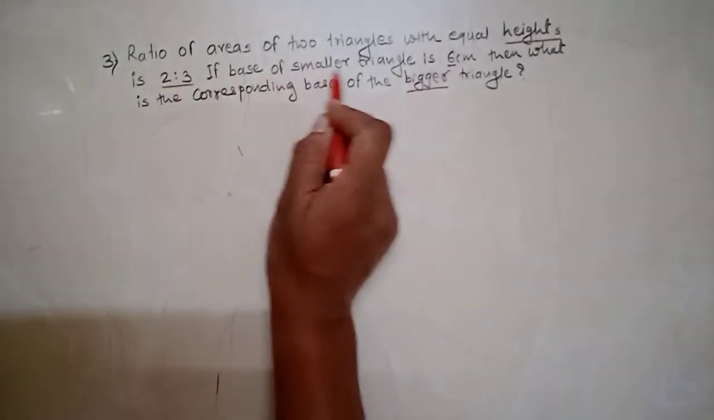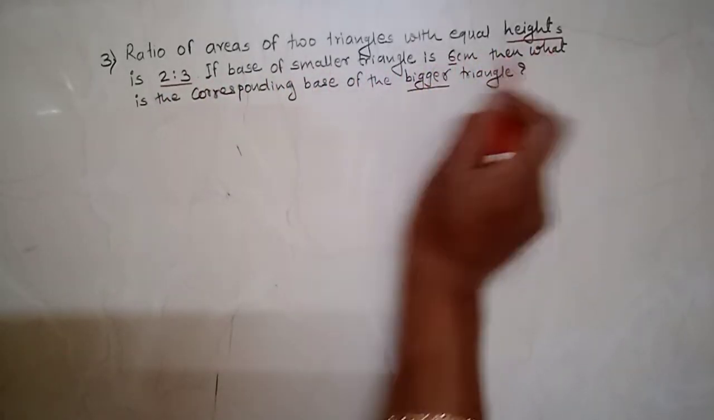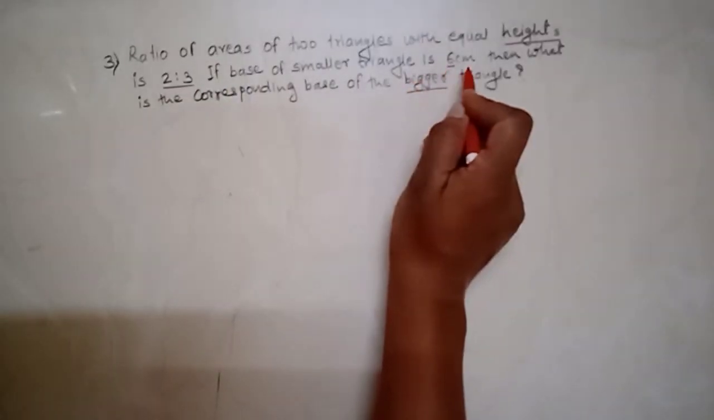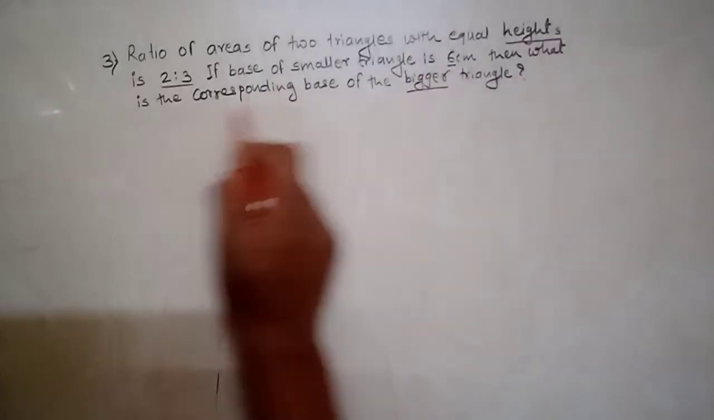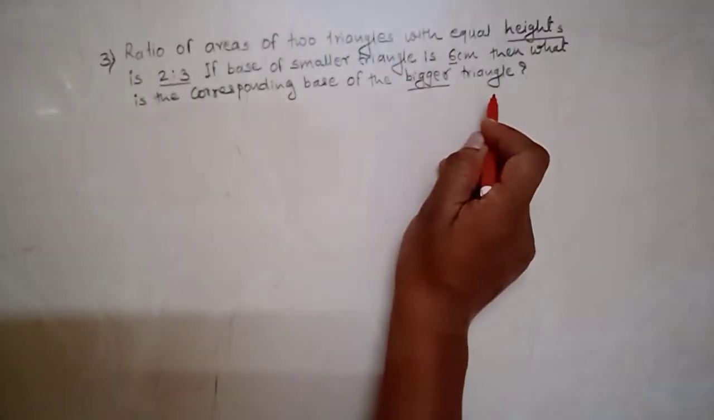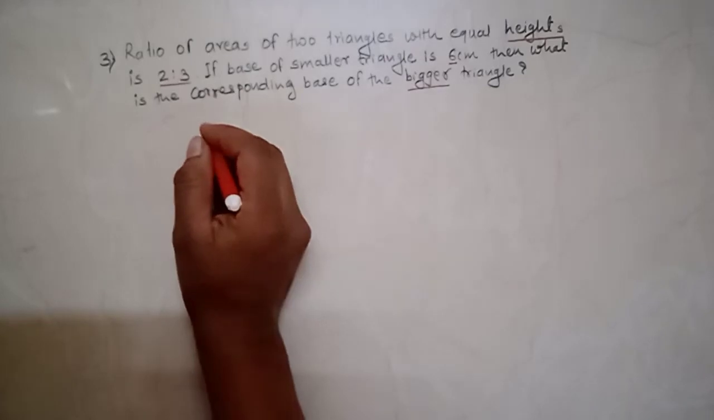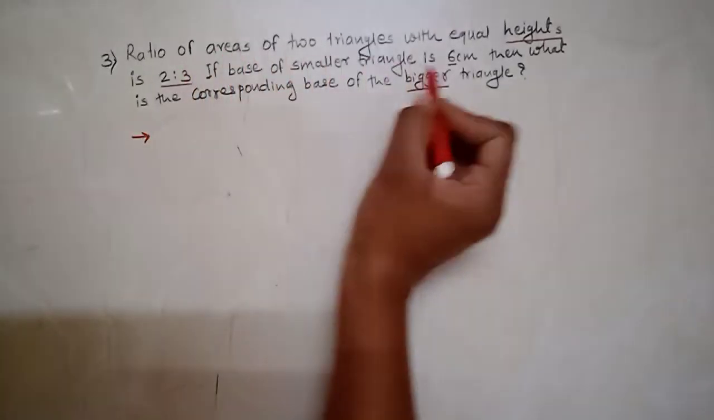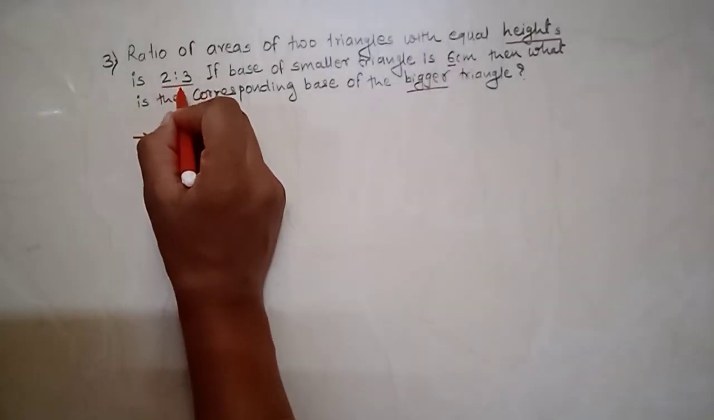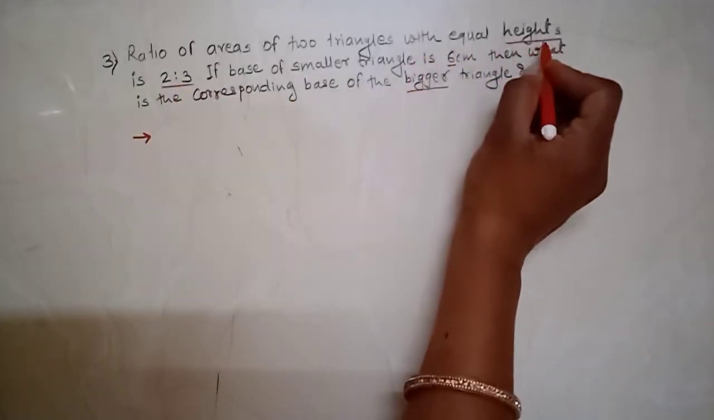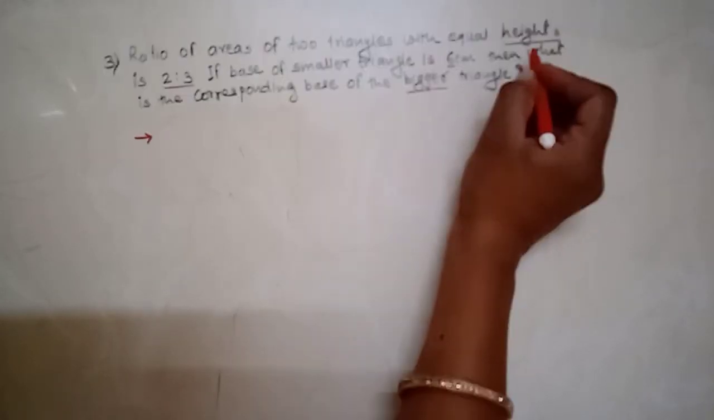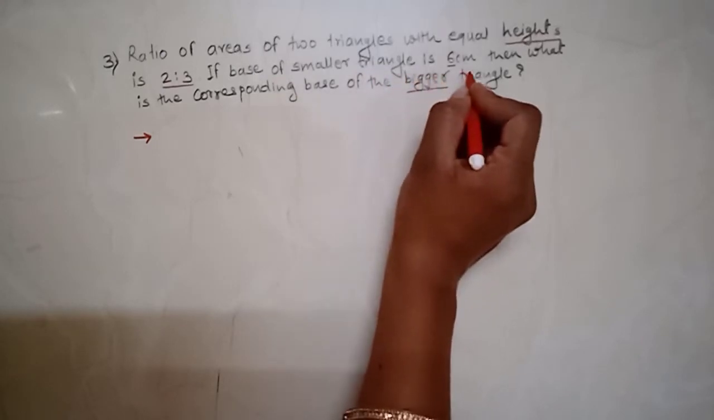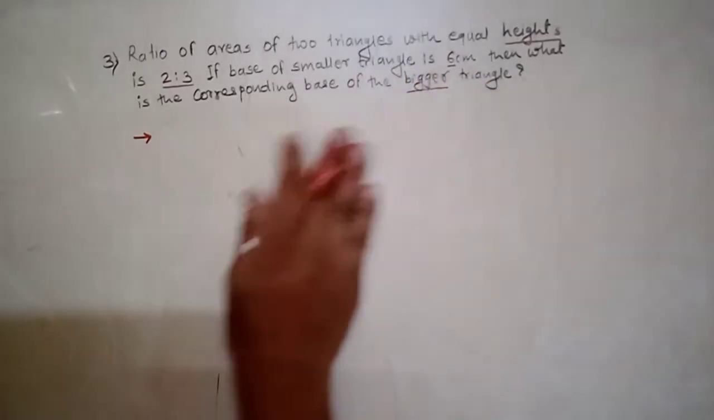The ratio of the areas of two triangles with equal heights is 2:3. If the base of the smaller triangle is 6 centimeters, then what is the corresponding base of the bigger triangle? Okay, the question gives the ratio of the areas of two triangles, and they have equal heights. The smaller triangle has a 6 centimeter base.